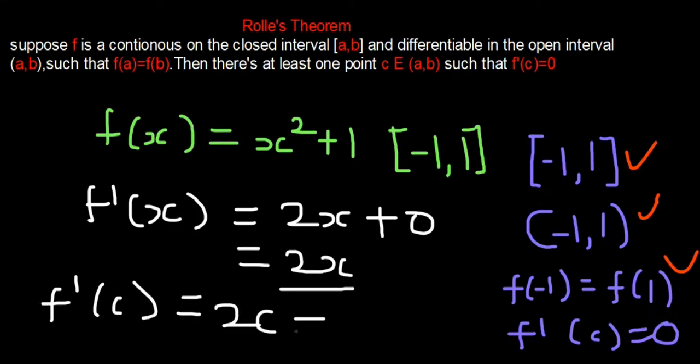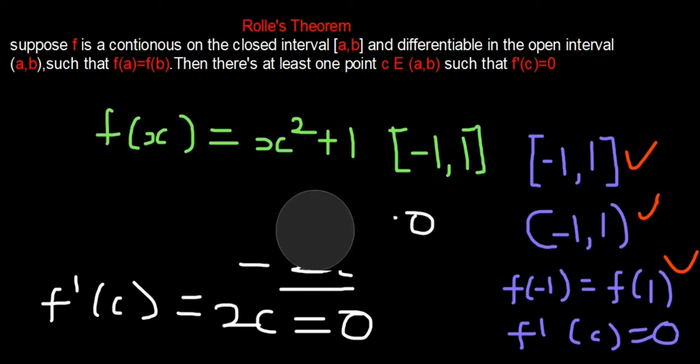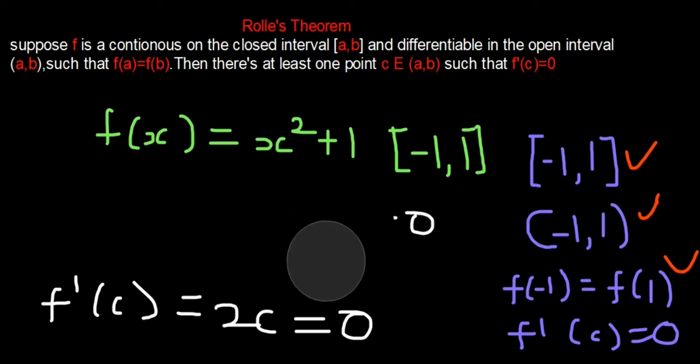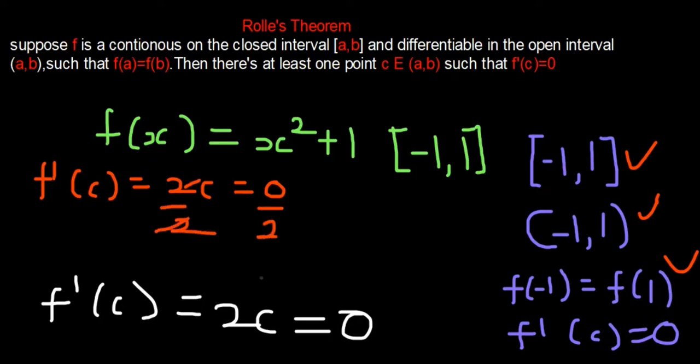2C, and this should give us what? 0. Okay, so when you now have this, we have to find for what? C, so that you know the value that will make the slope of the function equal to what? 0. So I have f prime of C to be equal to 2C, and this should be equal to 0. So I divide both sides by 2. So at the end I have my C to be equal to what?